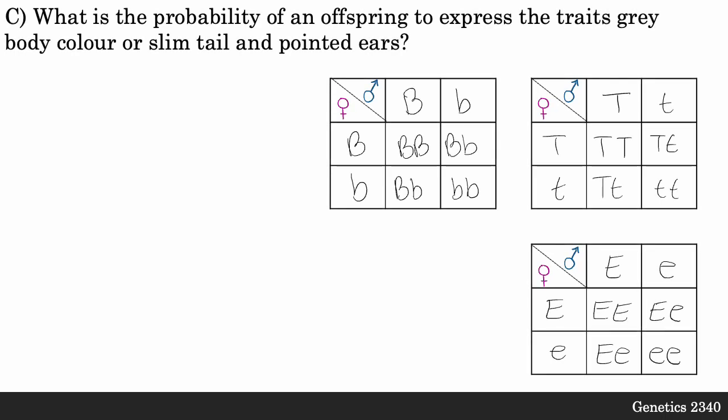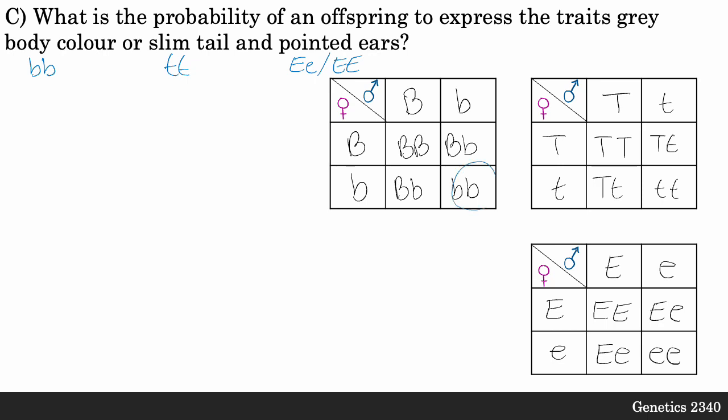Part C, what is the probability of an offspring to express the traits gray body color or slim tail or pointed ears? We use both of the keywords here, and or, so we will use both the multiplication and the sum rule here. Gray body color is small b, slim tail is small t, and then pointed ears are big E, big E, small e.